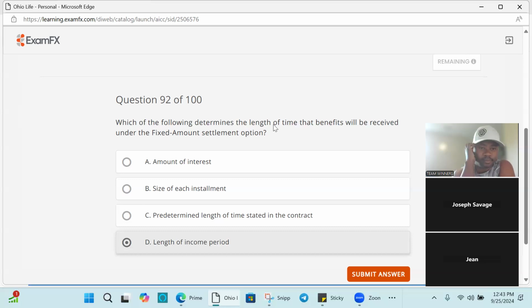Or I have $200,000 and I tell them I want the money in 4 years. Give you 50. So either I choose 4 years or 5 years. So if I choose the length of time, what are they going to determine? Amount. Right. So which one of those answers says that? Amount of interest, size. Yes.